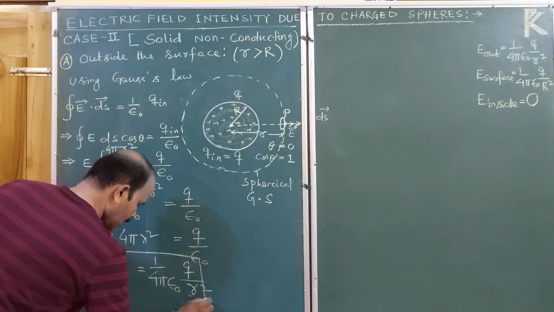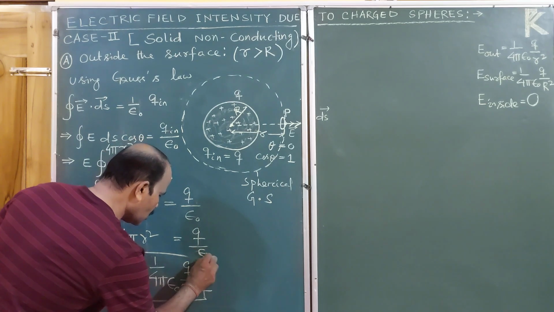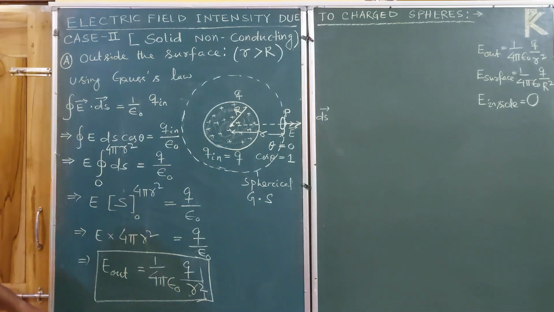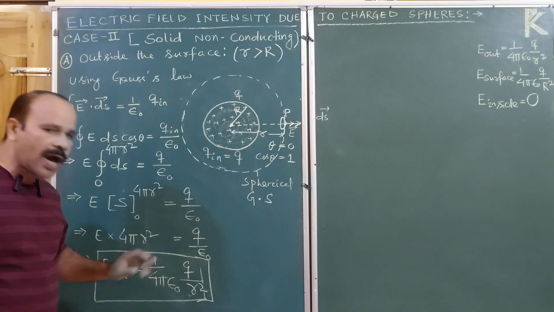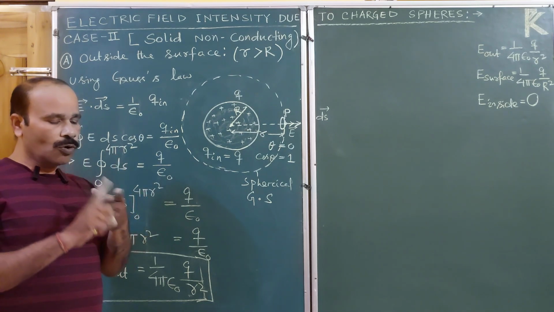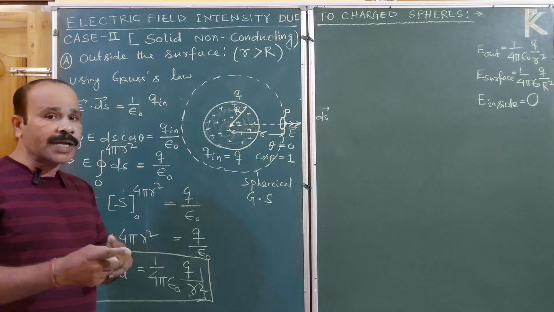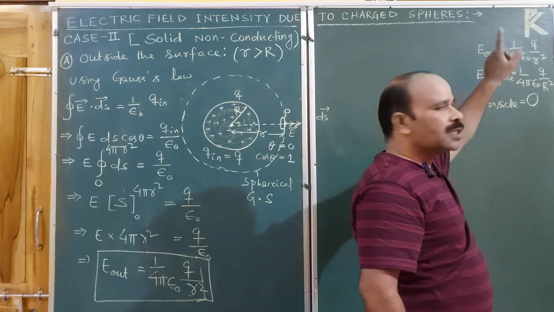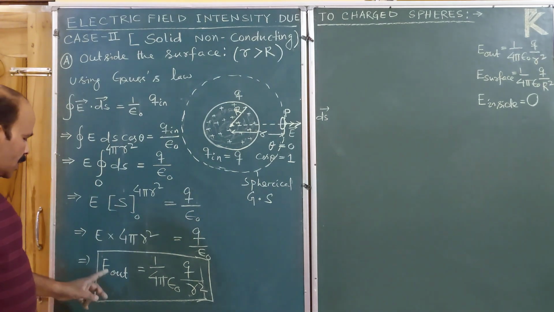Outside the surface the value is again 1 divided by 4 pi epsilon naught Q divided by r square. In the last video, the 3 cases we considered, the hollow conducting, hollow non-conducting and solid conducting, for all three cases also we got the same expression for outside. So E outside is the same for all four cases.